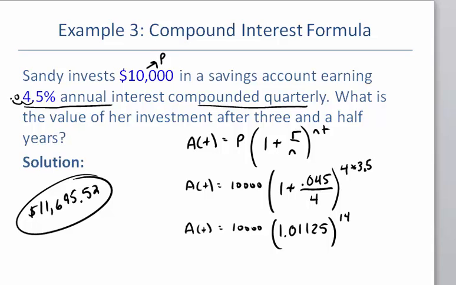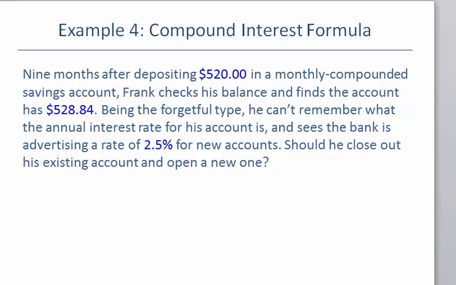Let's try another one. 9 months after depositing $520 in a monthly compounded savings account, Frank checks his balance and finds the account has $528.84. Being the forgetful type, he can't remember what the annual interest rate for the account is, but sees that his bank is advertising a rate of 2.5% for new accounts. Should he close out his existing account and open a new one?